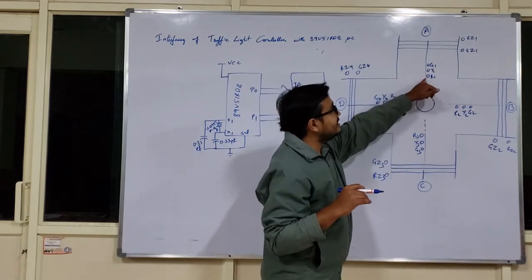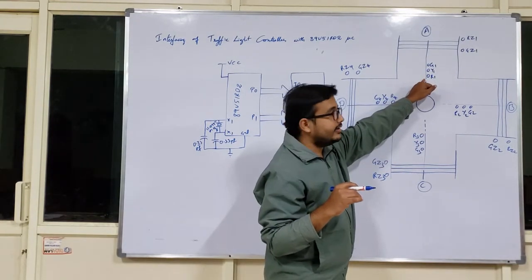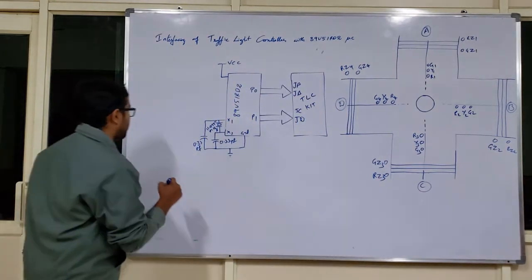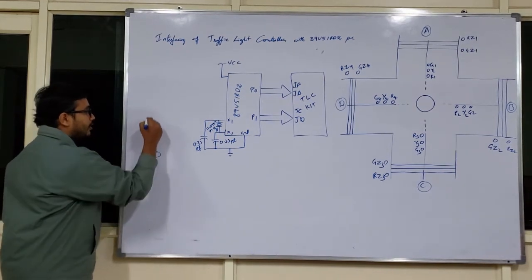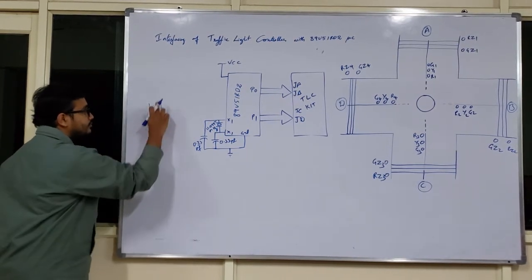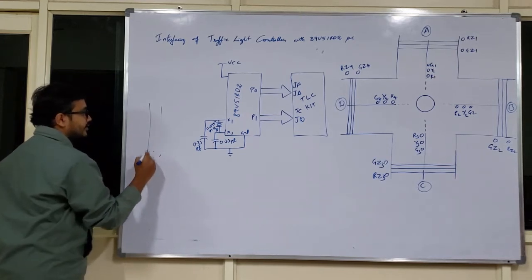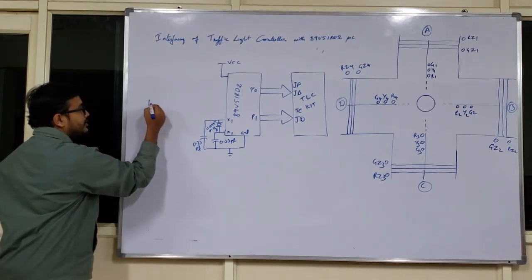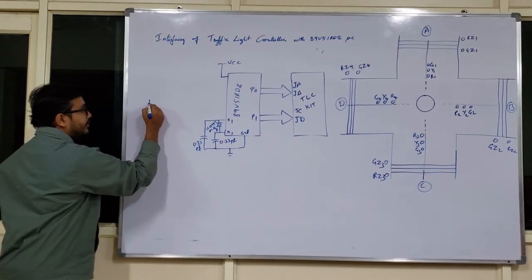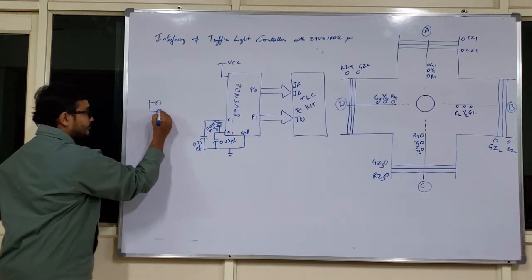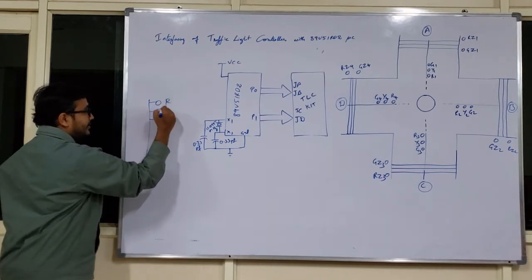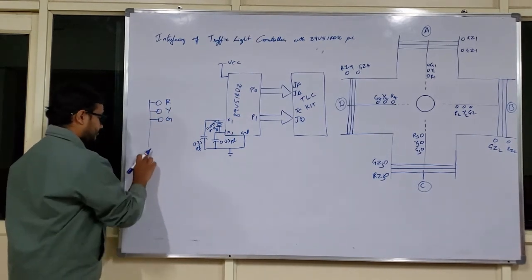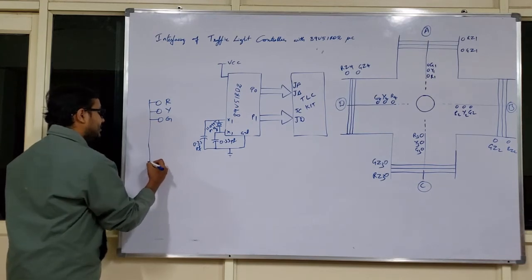At each and every junction there will be a traffic pole, on which 3 lights are installed. Let me take this as my traffic pole or traffic light pillar. On this pillar, 3 lights are installed. One is the red light, the next is the yellow light, and the next one is the green light. These are present at each and every junction.